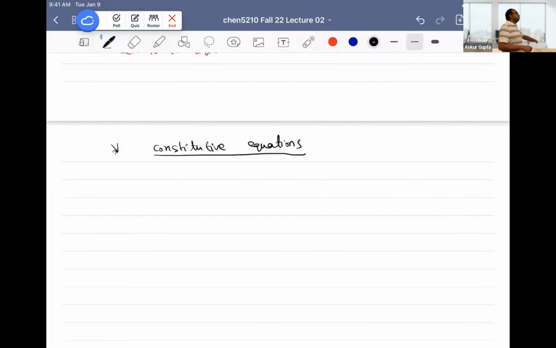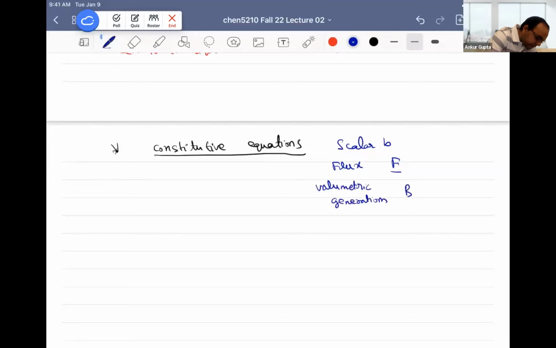We'll focus on the fluid flow part in the second part of the course, but in the first part of the course, we'll focus more on temperature and concentration. So what I will do is derive one equation and then generalize it to 3 different equations. We'll write constitutive equations for a scalar B. We'll assume there is a scalar B which has flux F and which has volumetric generation B_V. This is per unit volume.